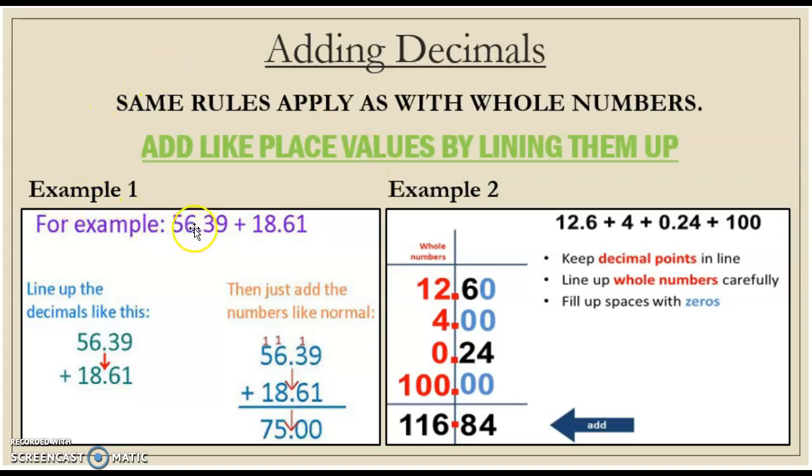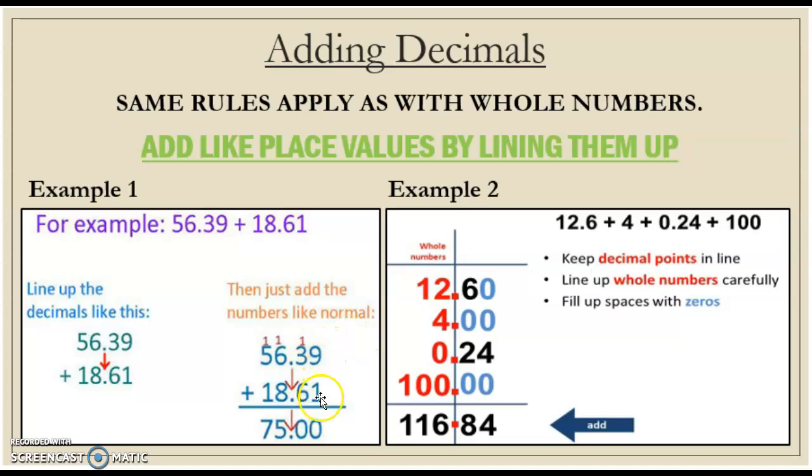Example 1, 56,39 plus 18,61. The first thing we're going to do is line up the decimals, and we do that by lining up the place values. Very important. So we first line up the hundredths, the tenths, then the units, then the tens. And as usual, you add numbers like we normally do. So let's do this one together.